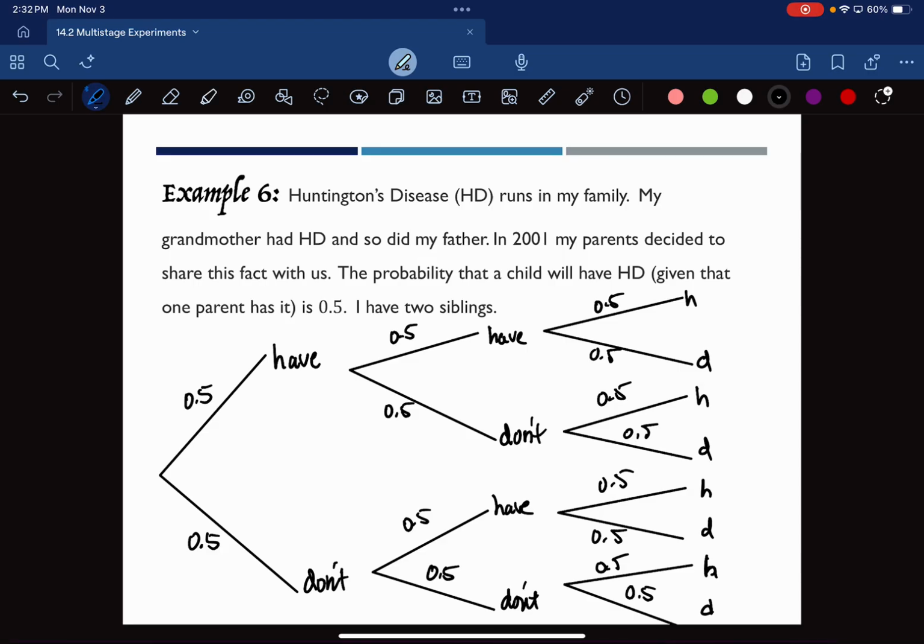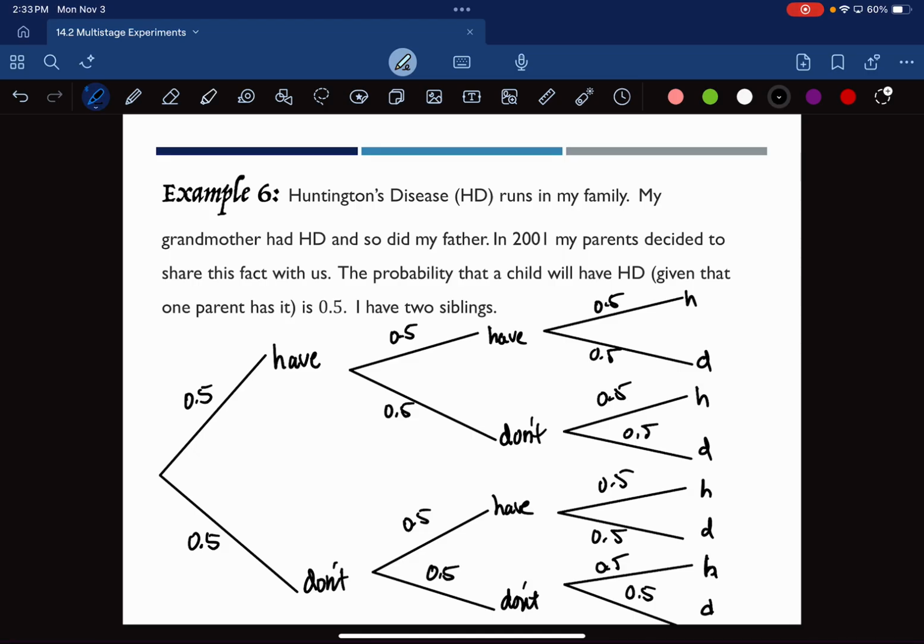So the first question that's asked, please don't turn your page, hold tight for a second, okay? The first question that's asked is, what is the probability that at least one of us has this disease? We've looked at a problem like this before.